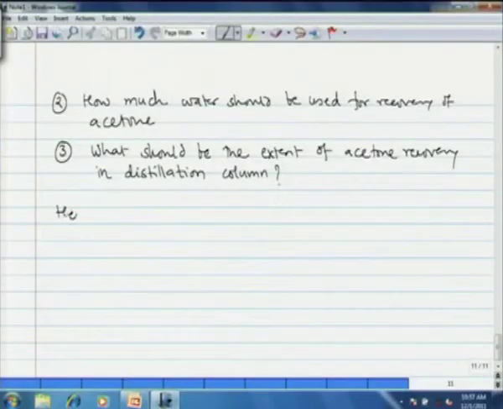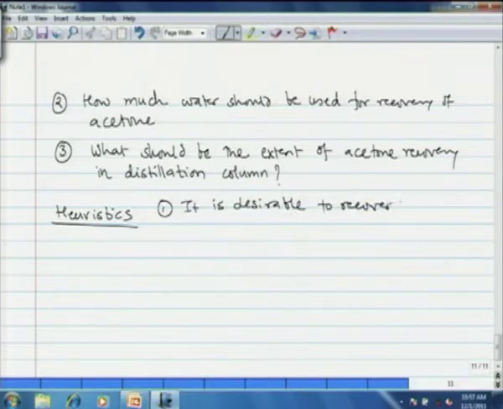The first heuristic is: it is desirable to recover more than 99% of all valuable material. This is a heuristic that we have already seen when we did the material balance for the HEDA process.